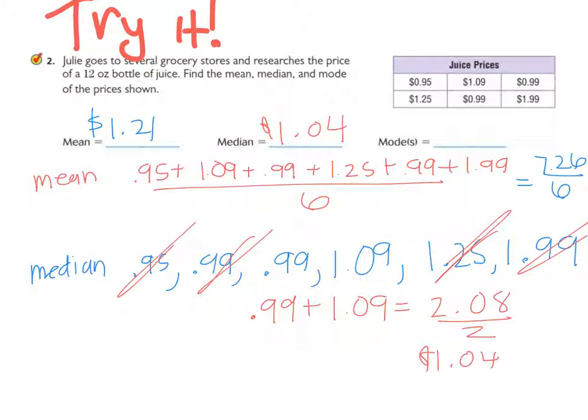And my mode, it looks like when I was looking at this, the only one that repeated was 99 cents. So that's the only mode we have here, is 99 cents. Okay, and your range would be $1.99 minus 95 cents, so 94 cents would be your range.